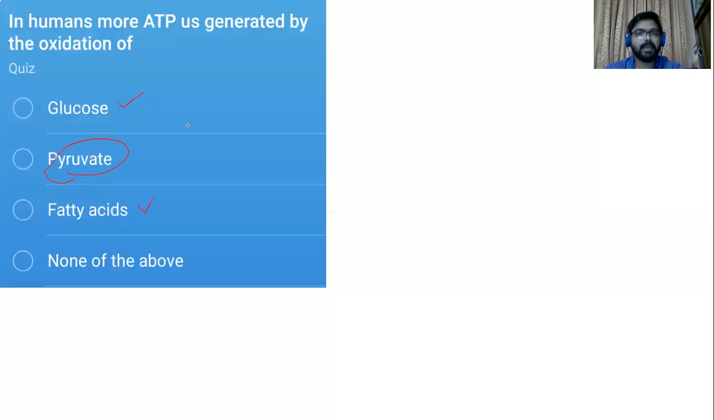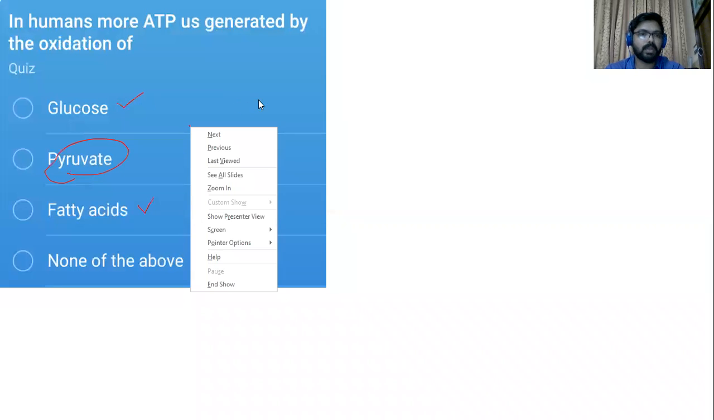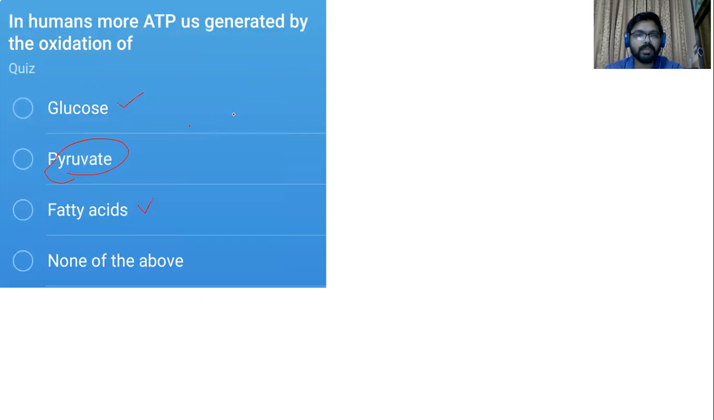Actually we are comparing glucose and pyruvate. Suppose the energy produced by glucose is comparably lesser than the energy produced by fatty acids. Actually, it is 6 times lower than the ATP produced by fatty acids. So if we compare 1 gram of triglycerides with 1 gram of glucose, the triglycerides produce 6 times higher ATP than 1 gram of glucose. So the answer for this question is fatty acids.